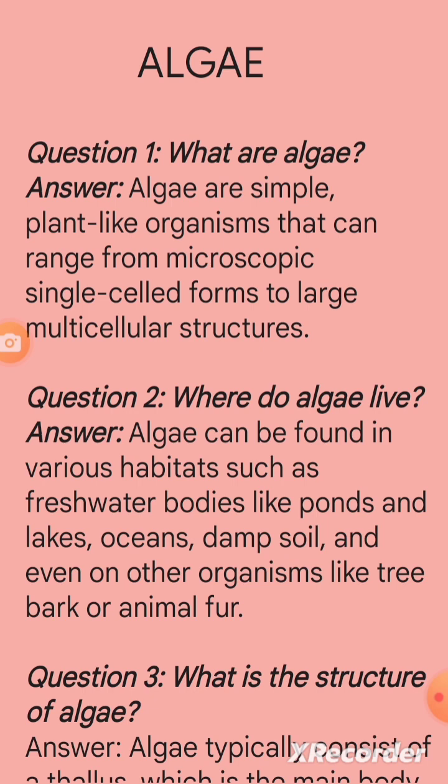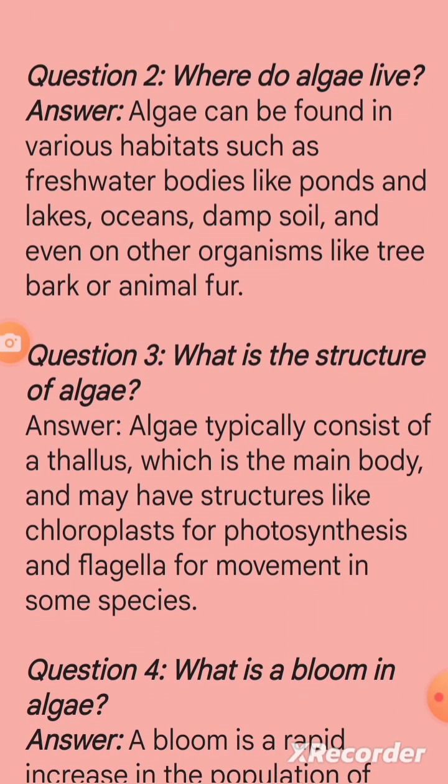Question 2. Where do algae live? Answer. Algae can be found in various habitats such as freshwater bodies like ponds and lakes, oceans, damp soil, and even on other organisms like tree bark or animal fur.